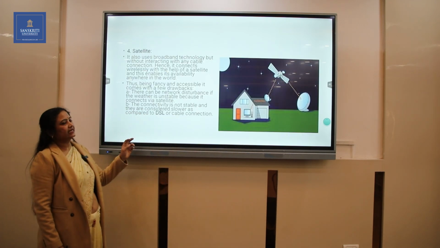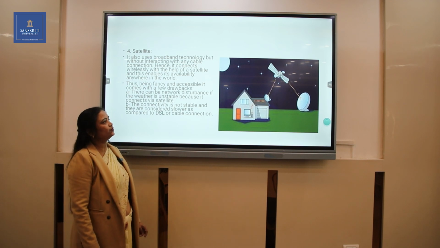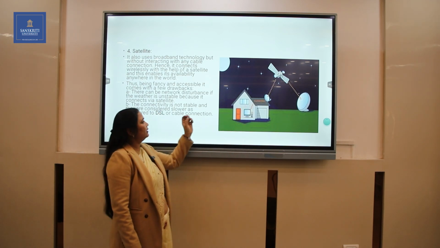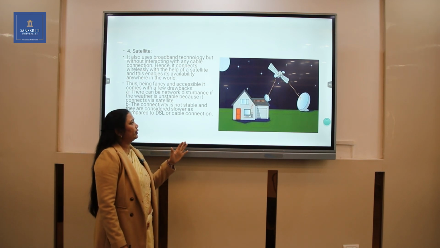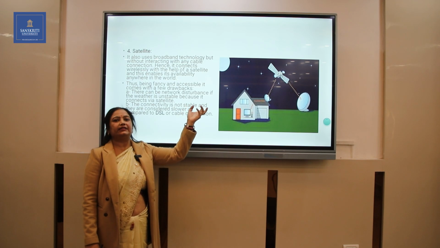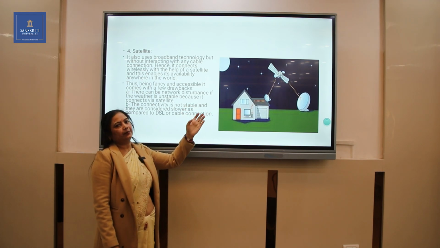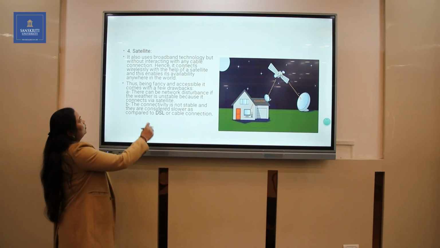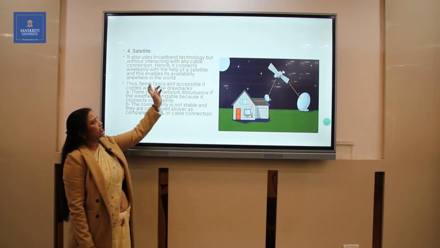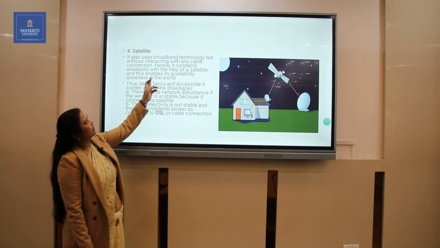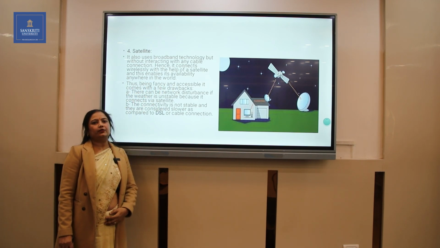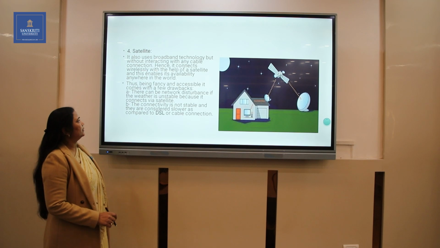Now, the next one is satellite. In satellite connections, we also access the internet through satellites. We have a transmitter and receiver at the points of transmission and reception through the satellites. We connect with the internet service provider with the help of the satellites. It is also broadband technology, but without any cable connections. Here we are not using any cable connections.